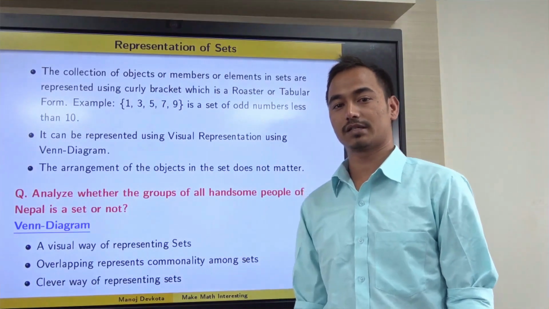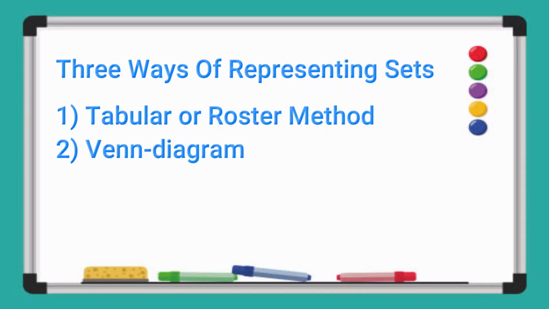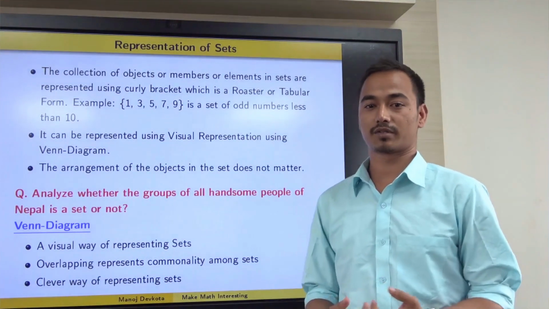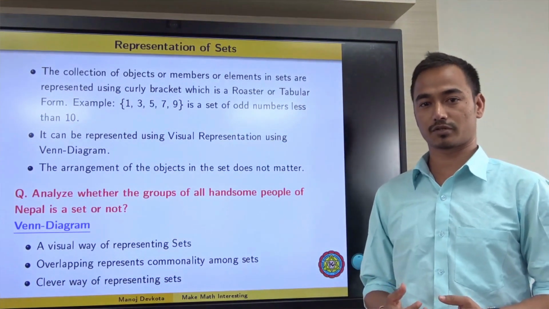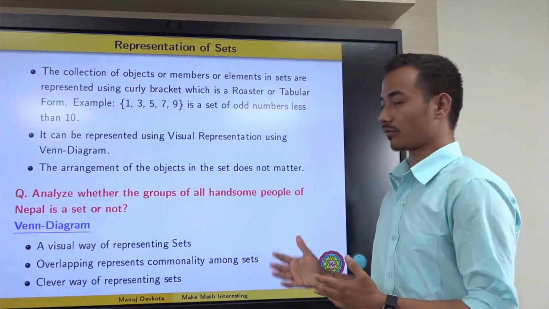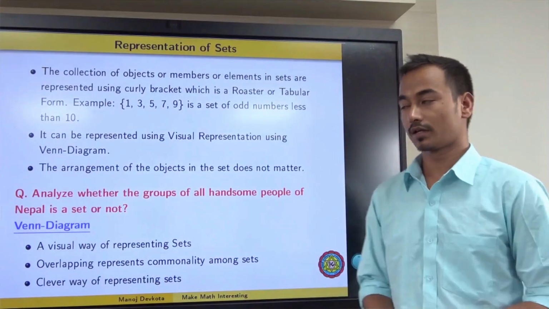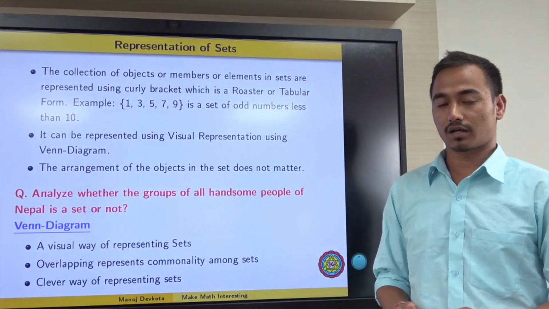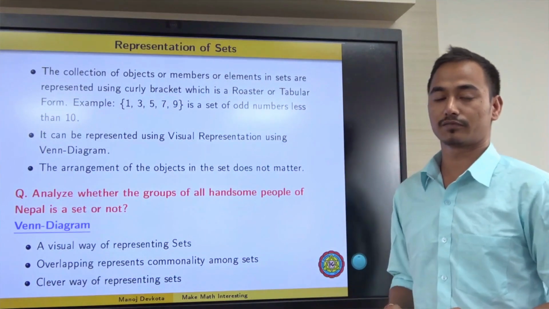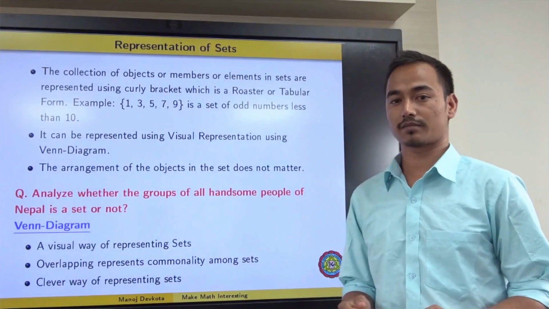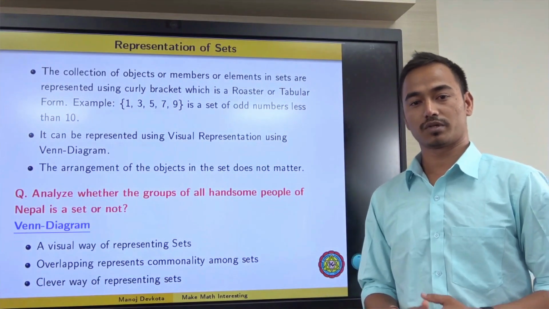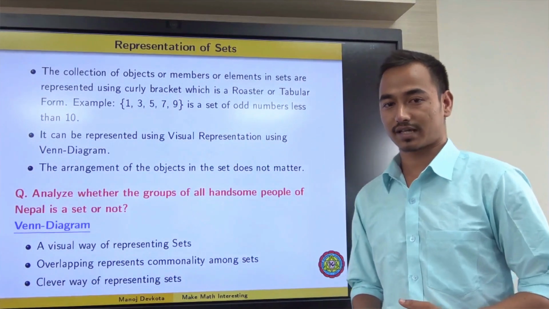Another famous method is visual representation using a Venn diagram. So what is a Venn diagram? A Venn diagram is a visual representation of sets which gives the logical relationship between two or more sets, but we will only cover two sets in this session. In a Venn diagram, the information of one set is presented in the form of a circle, and circles can overlap. Overlapping represents the commonality, which we call intersection.